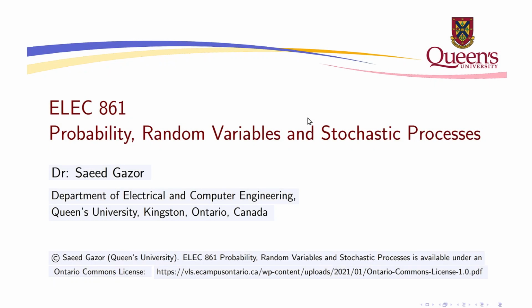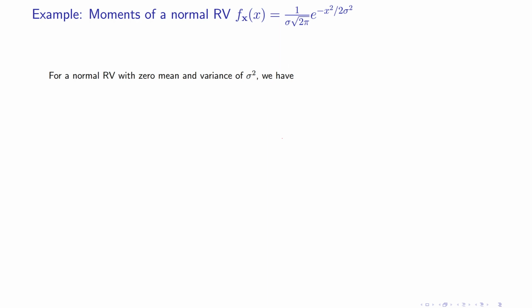Hello, in a few moments we'll have an example of calculation and derivation of the moments of several random variables, including the Gaussian distribution. The probability density function of a Gaussian distribution is given by this expression, which is a central distribution. For simplicity, assume that it has zero mean and a variance of sigma squared. Different moments of this distribution can be calculated.